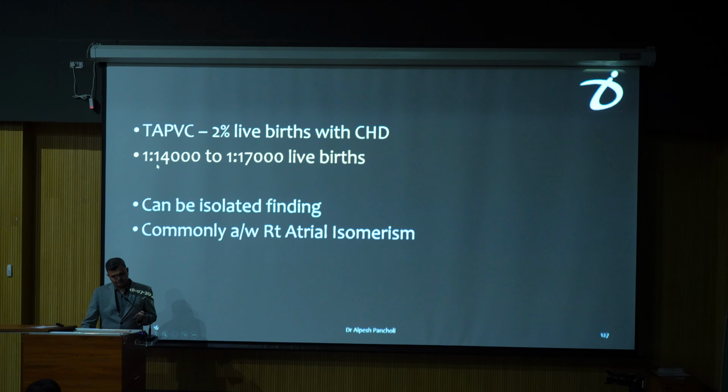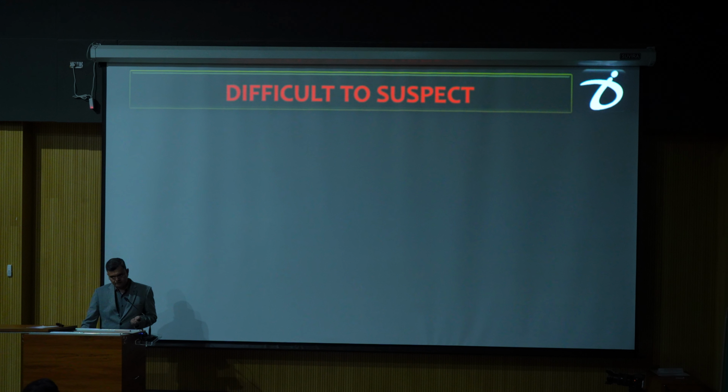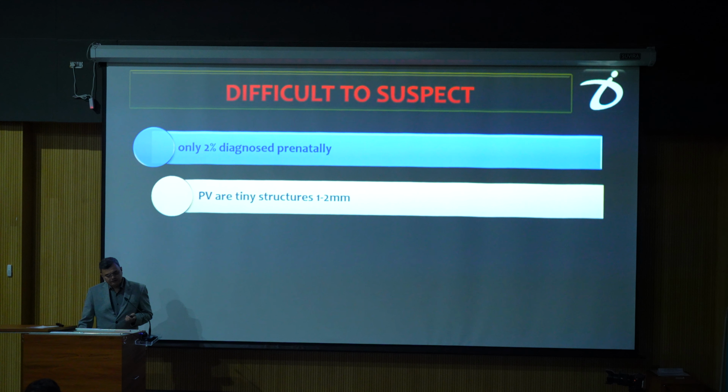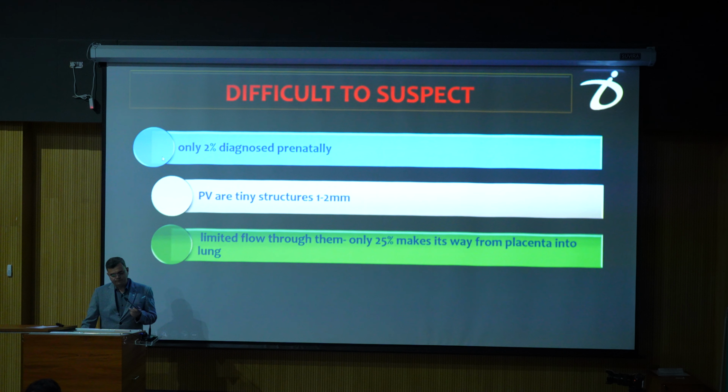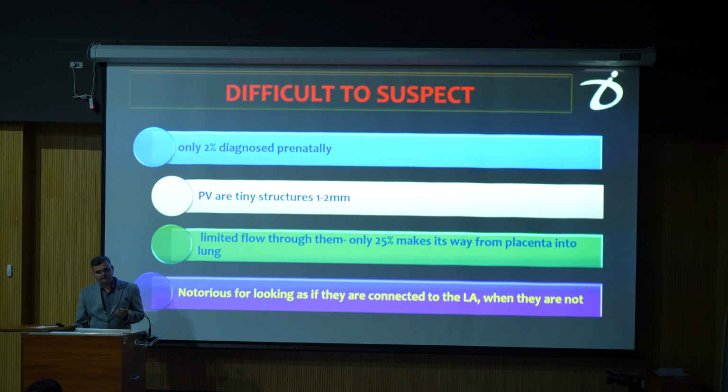It can be an isolated finding. It is commonly associated with right atrial isomerism. Rarely it can be associated with Holt-Oram, cat-eye syndrome or Noonan syndrome. Why is it difficult to suspect? Because only 2% of the cases are diagnosed prenatally. Pulmonary veins are very tiny structures. There is limited blood flow through them. Only 25% of the cardiac output makes it from the placenta to the lung, and it is notorious for looking as if they are connected to the LA, but they are actually not.